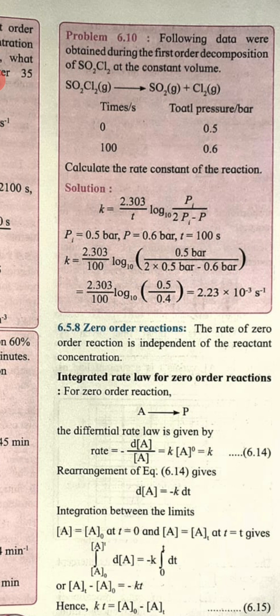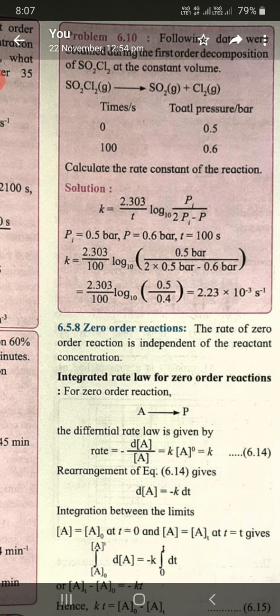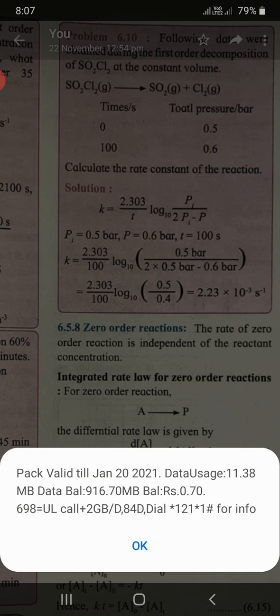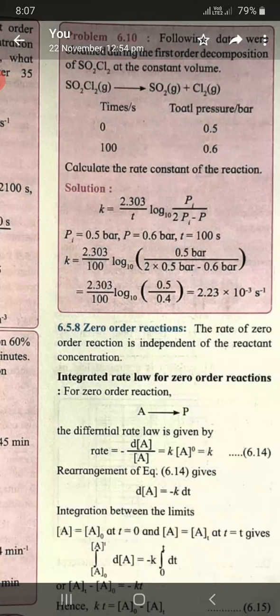So what is the formula of first order reaction in terms of pressure? k is equal to 2.303 upon t log to the base 10 Pi upon 2Pi minus P. So Pi is the initial pressure of reactant, 0.5 at 0 time, and P is the total pressure after time t, 0.6 bar.